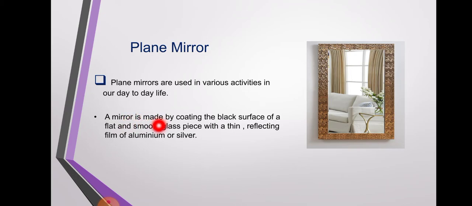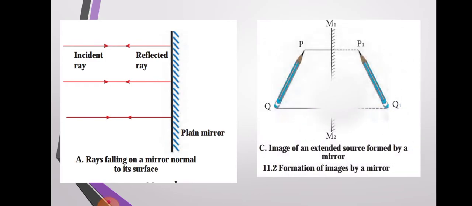A mirror which is made by coating the black surface of a flat and smooth glass piece with a thin and reflecting film of aluminium or silver. So it is made up of a reflecting film of aluminium or silver. Here you can see this is the surface which is plane and reflecting. What do you mean by reflecting surface? When you stand in front of this mirror, what do you observe? Your reflection in the mirror. So this is called a reflecting surface.